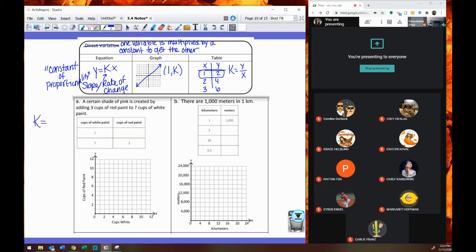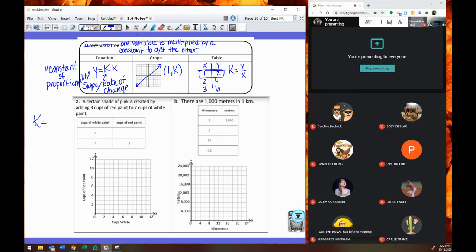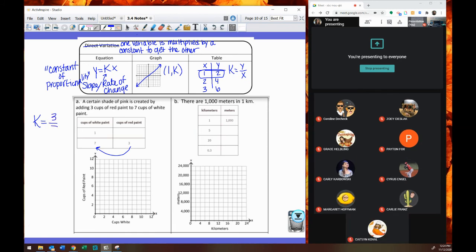Keep things as fractions, because a slope, when it's written as a fraction, shows us how we can move, right? Top number is the vertical change, bottom number is the horizontal change. So what do I get as a fraction when I divide the right side of the table by the left side of the table? 3/7. That's it. So for 1 cup of white paint, I need 3/7 cups of red paint.